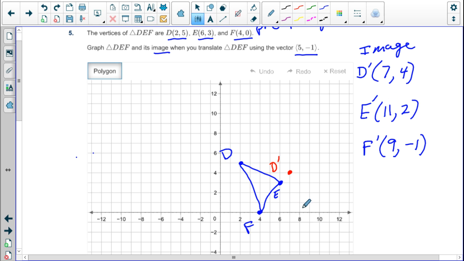Now E prime is at 11, 2. So there's E prime right there. Then F prime is at 9, negative 1. So that's my F prime. And again, for Big Ideas to complete it, you have to click on the D prime again. That tells Big Ideas to complete the drawing. So your two graphs, your two triangles, should look like that.